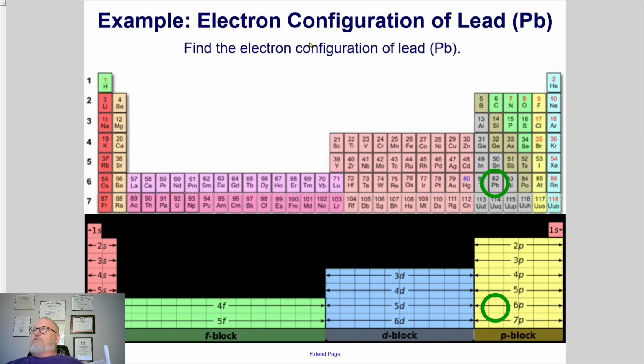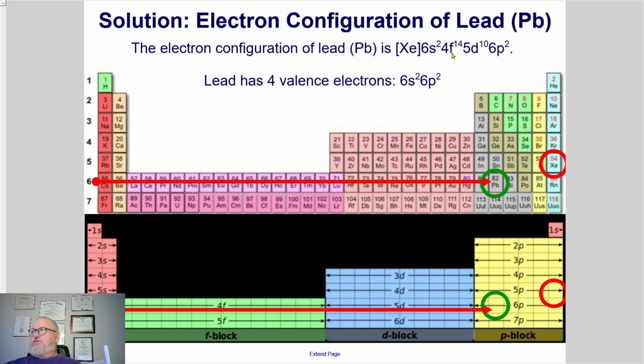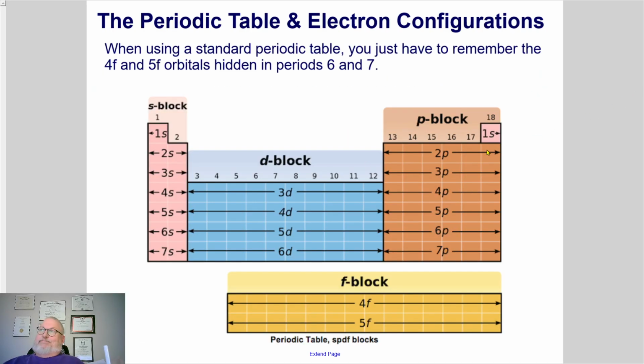So if I'm looking for lead, Pb, I go up and write my configuration. I'm going to write xenon, Xe, in brackets, 6s2, 4f14, 5d10, 6p2. So you've got 4 valence electrons. There you go with the configuration. When you have the standard periodic table, don't forget you have to go down here when you're on the 6th level.